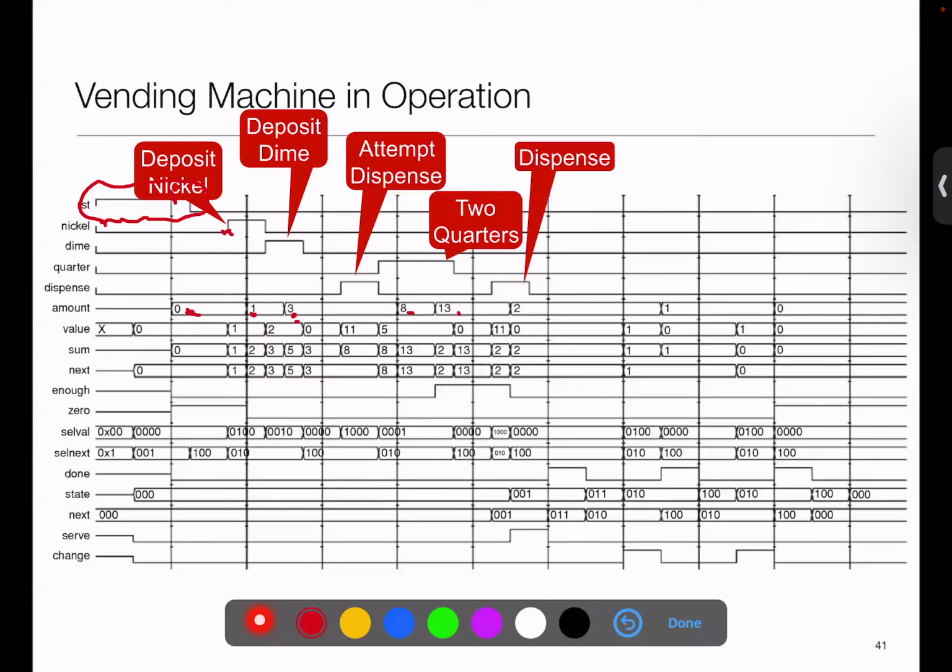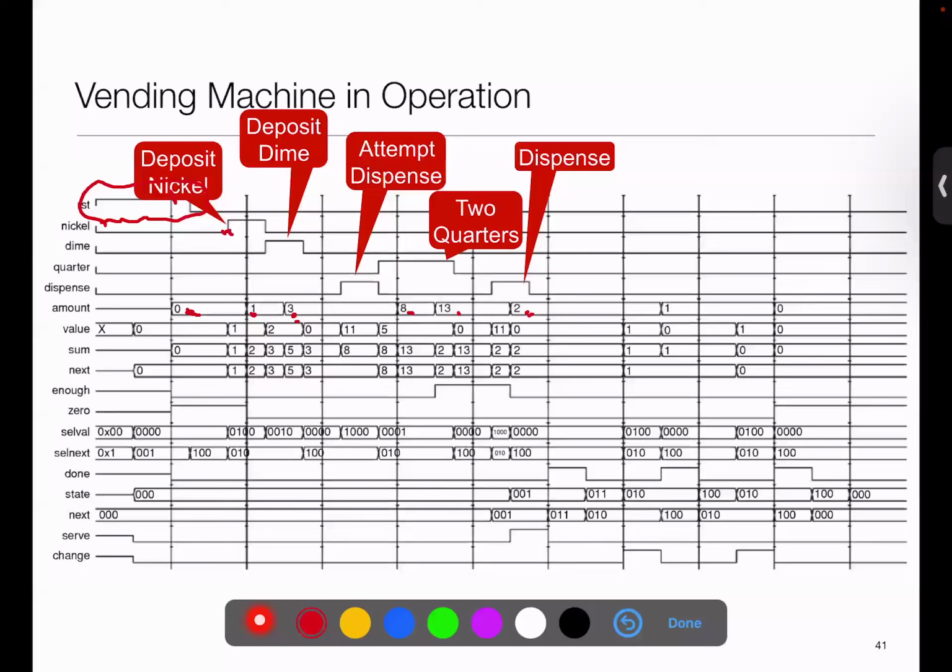At that point, it seems like 13 was enough. And so when the user presses a dispense, the amount of the price is deducted. In this particular case, it sounds like the price was 55 cents. So we are left with 2 nickels worth, or whatever, 10 cents worth of money in the machine.